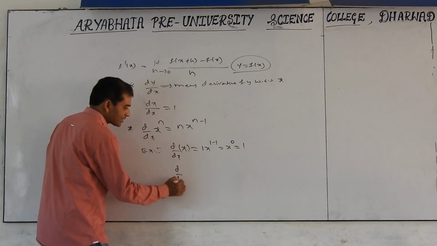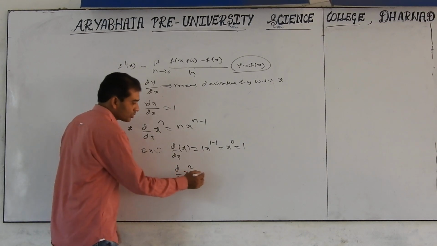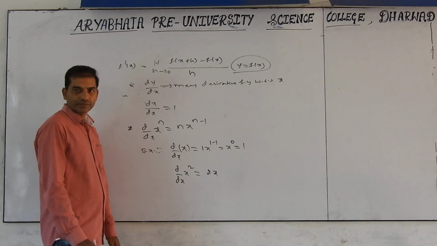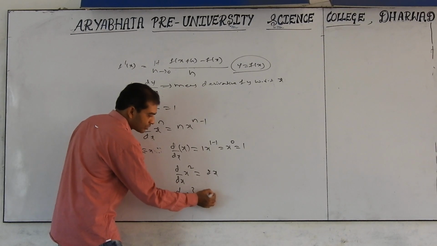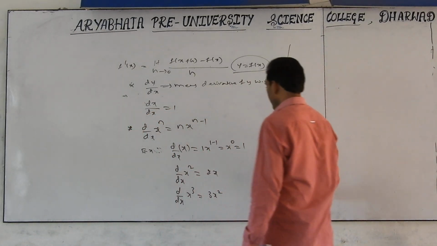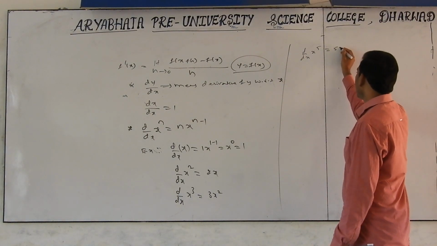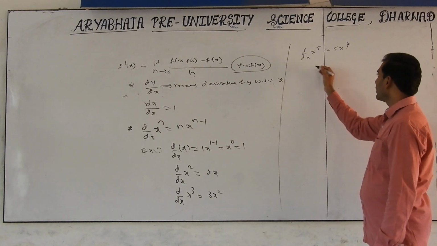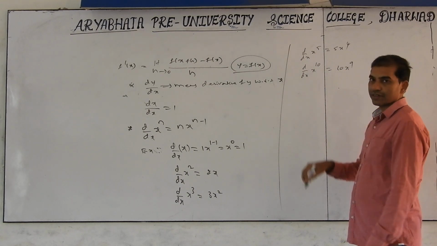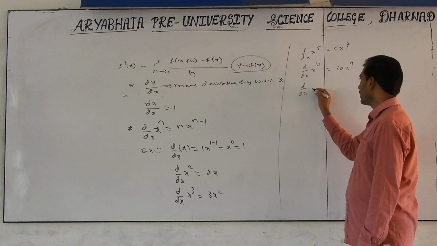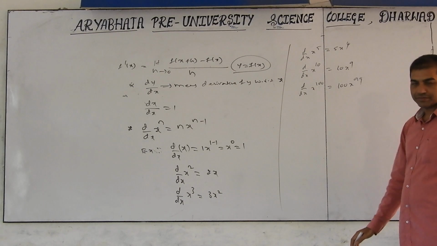Next, d by dx of x square, tell me, n is equal to 2. So 2x. d by dx of x cube, 3x square. d by dx of x power 5, 5x power 4. d by dx of x power 10, 10 into x power 9. d by dx of x power 100 equal to 100 into x power 99.